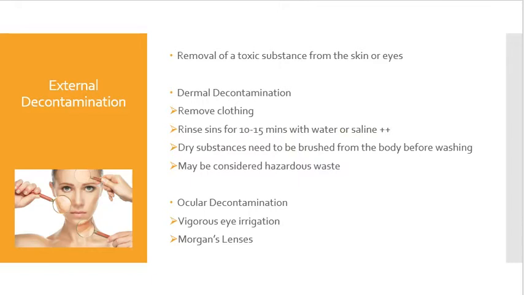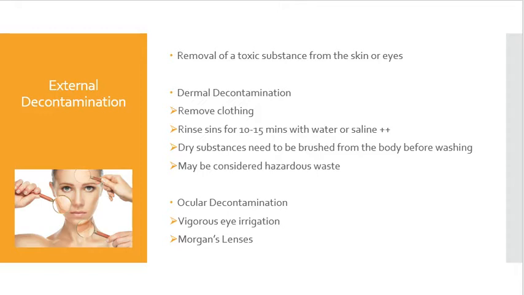So external decontamination is the removal of a toxic substance from the skin or eyes, which will reduce the risk for absorption. Dermal decontamination involves removing the clothing, rinsing the skin for 10 to 15 minutes with water or saline. If the patient has been contaminated with a dry substance or powder, it should really be brushed from the body before washing it. And it may be considered a hazardous waste, so you have to consult your hospital as to how you need to get rid of those items.